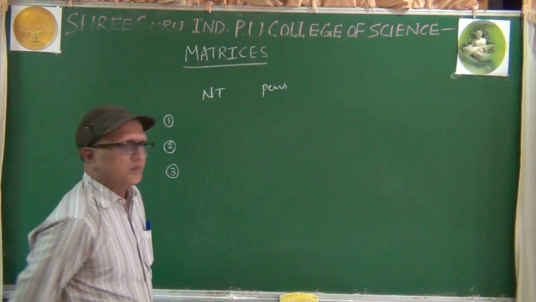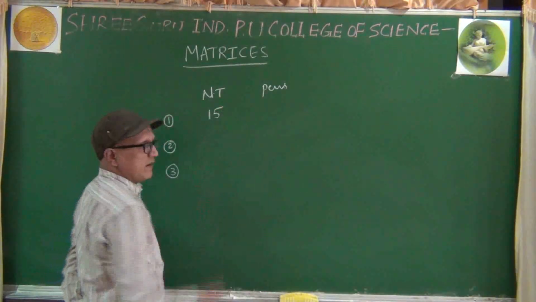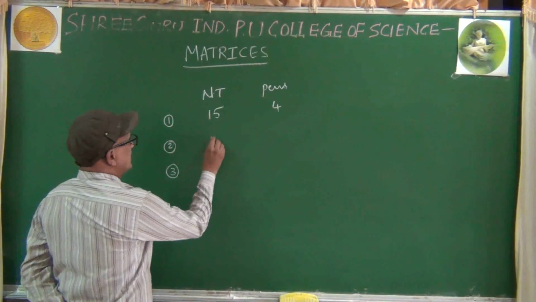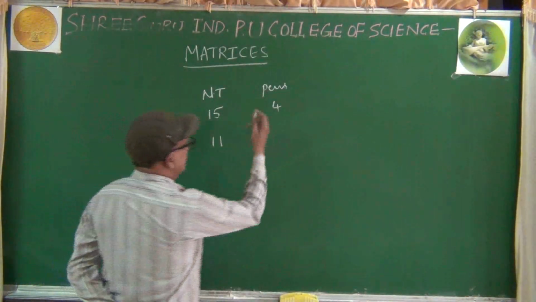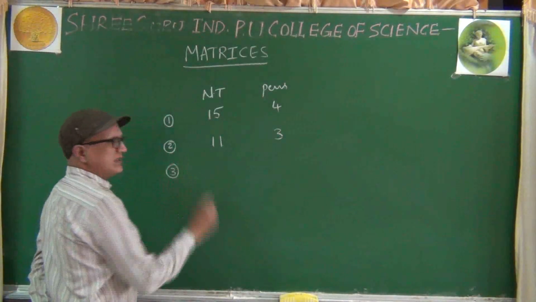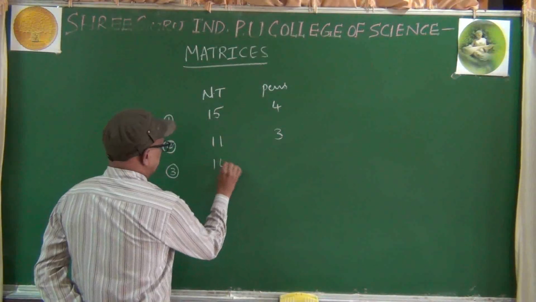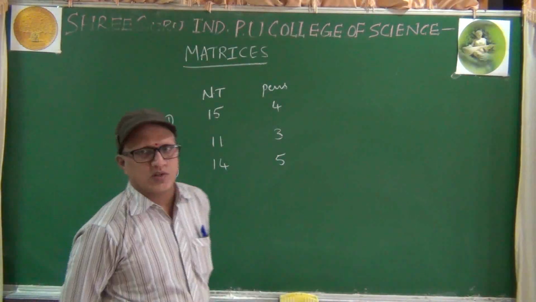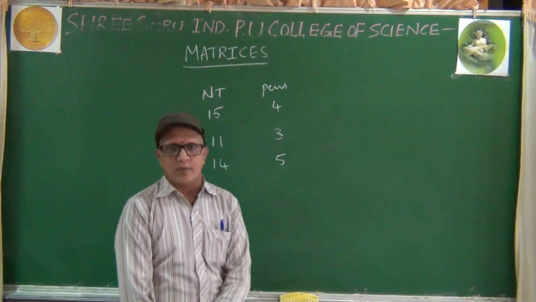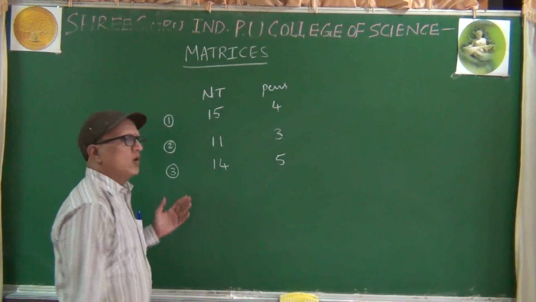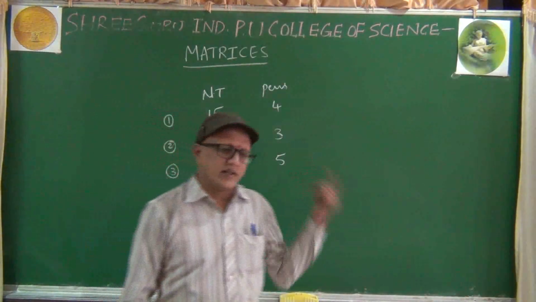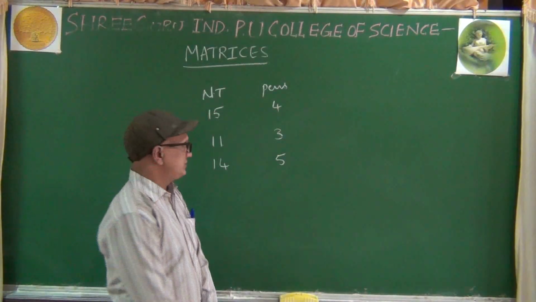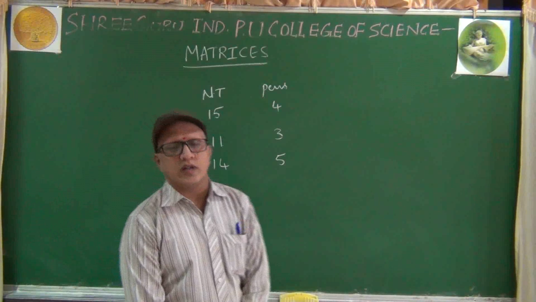Roll number 1 bought 15 notebooks and 4 pens. Roll number 2 bought 11 notebooks and 3 pens. Roll number 3 bought 14 notebooks and 5 pens. It's rough, just an example. There could be roll numbers 4, 5, 6 and so on, but I have taken only 3 students and only 2 products. I want the total bill.